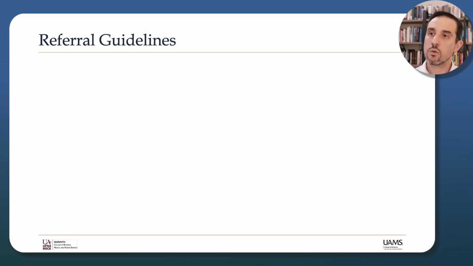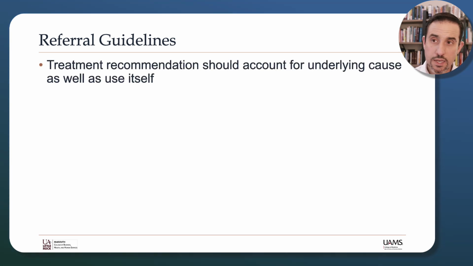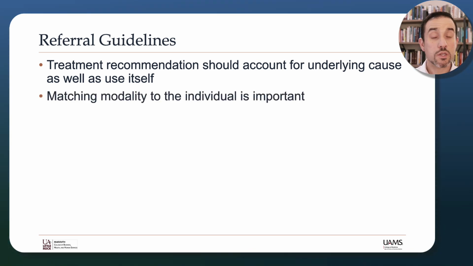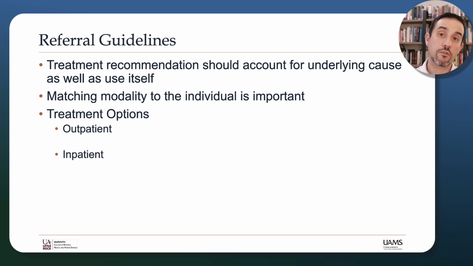So just some very brief guidelines here on referrals, umbrella ideas here. As I mentioned before, any referrals should account for the underlying issue as well as the substance use itself. You want to match the modality to the individual. So if someone is, say, really struggling with substances, using them almost every day, they're going to need a different level of care than a young person who is just experimenting or using it socially once per month, etc. So there are both outpatient and inpatient options for treatment. And again, if you are feeling like you need some guidance in terms of providing this recommendation, hooking the patient up with a behavioral health provider, ideally one with a specialty in addiction, is ideal.